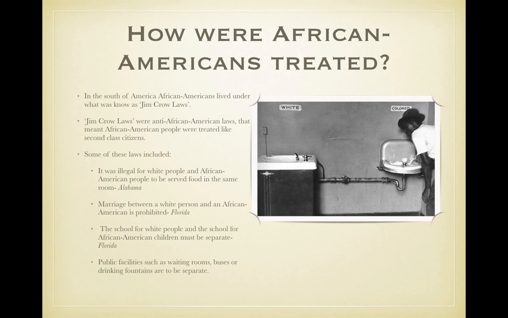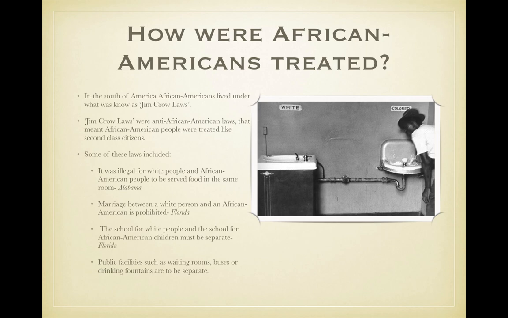Some of the Jim Crow laws include that it was illegal for white people and African American people to be served food in the same room. For example, in restaurants in places like Alabama, which is in the South, African Americans would have to go into the back of the restaurant to receive their food, whereas the white customers could sit out the front. Marriage between a white person and an African American person was prohibited. So an African American person wasn't allowed to marry a white person and vice versa.